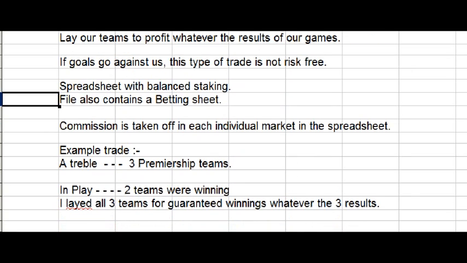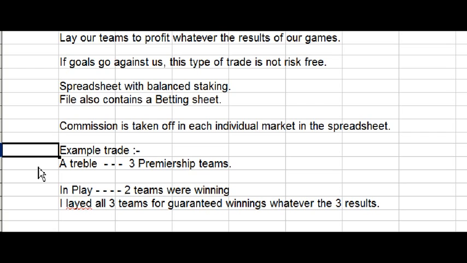Now in that spreadsheet, commission is taken off each individual market where we have profit, and the losses and profits of all our games are added together for a total in the spreadsheet. I show an example trade that I traded 2 days ago on Saturday.